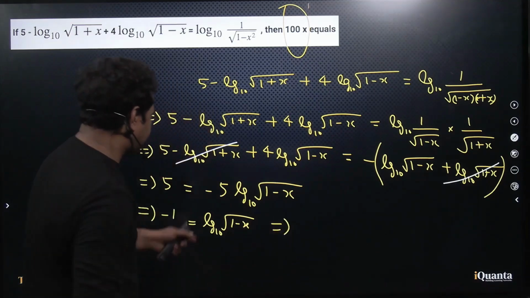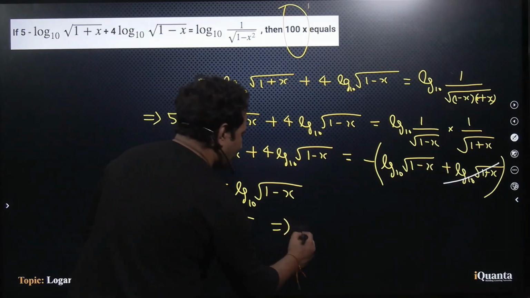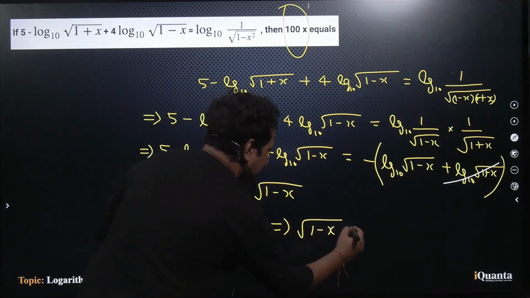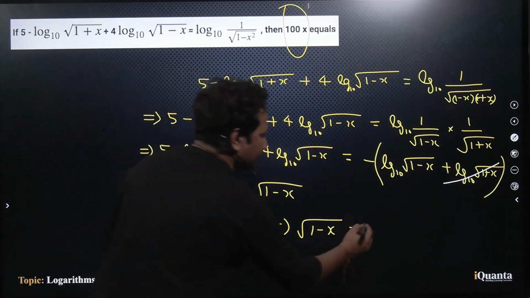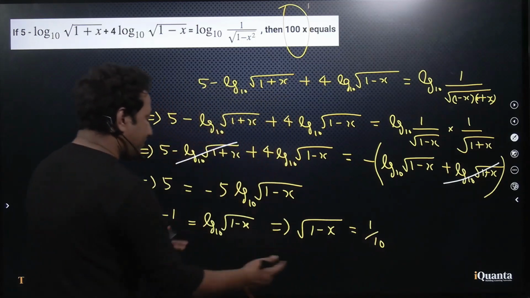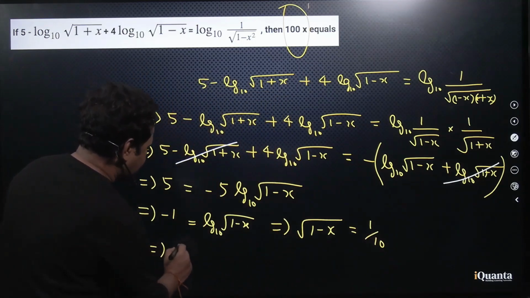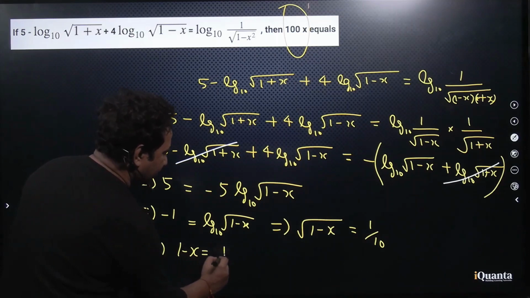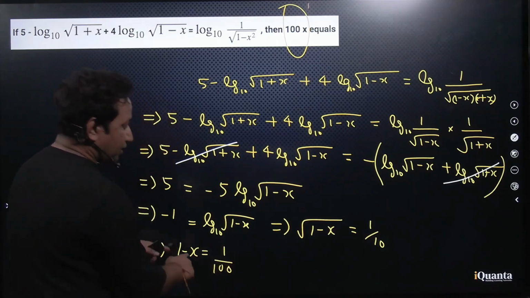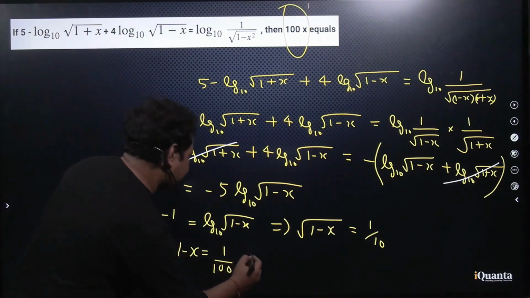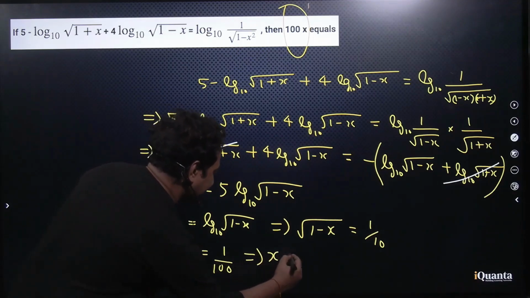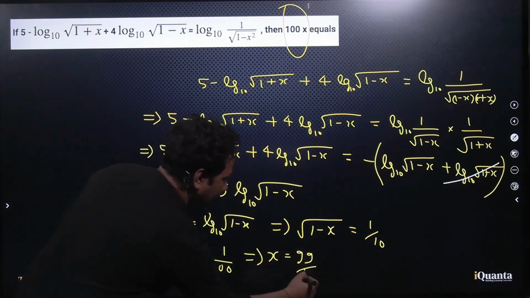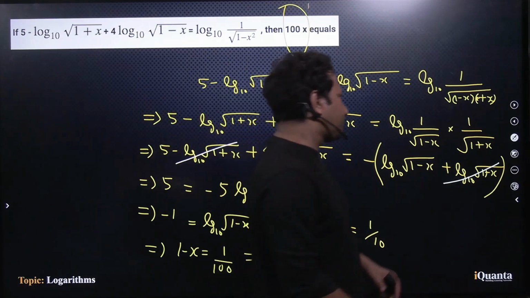Then we'll get root of 1 minus x is equal to 10 to the power minus 1, or I can say 1 by 10. If I square both the sides, I get 1 minus x is equal to 1 by 100. I want to find the value of x. So it's very easy now. Solving it further, I'll get x is equal to 99 by 100. I have got the value of x now.